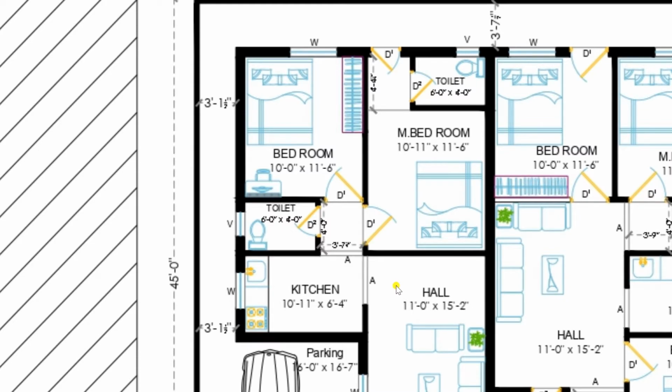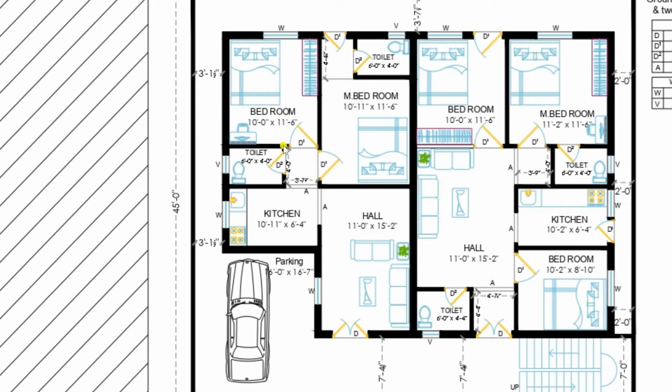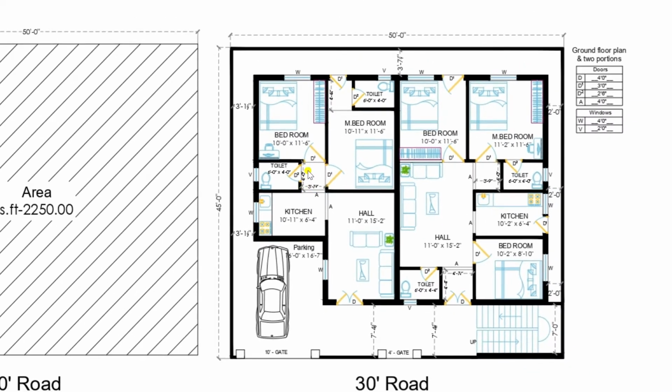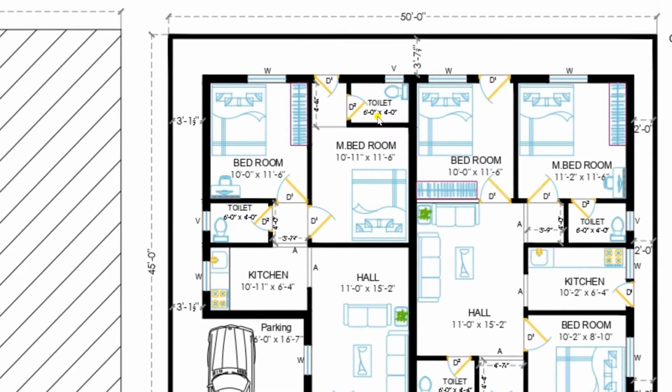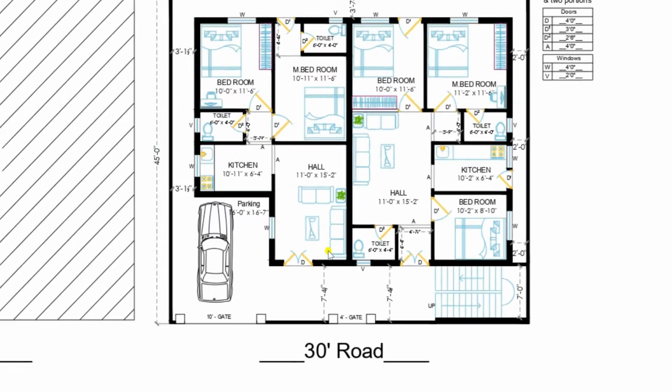So in this one portion there are two bedrooms along with a hall and kitchen, a common toilet for all the family members and one attached toilet to the master bedroom. Now let's move towards the other family portion.